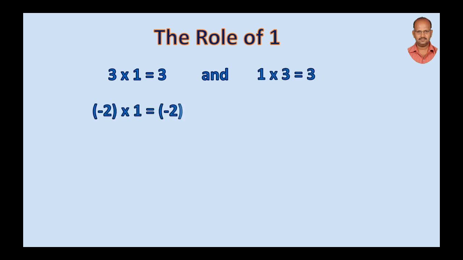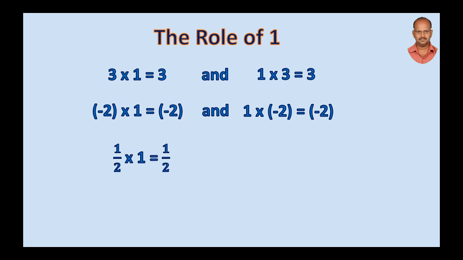The role of 1. 3 into 1 is equal to 3 and 1 into 3 is equal to 3. Minus 2 into 1 is equal to minus 2 and 1 into minus 2 is equal to minus 2. 1 by 2 into 1 is equal to 1 by 2 and 1 into 1 by 2 is equal to 1 by 2.